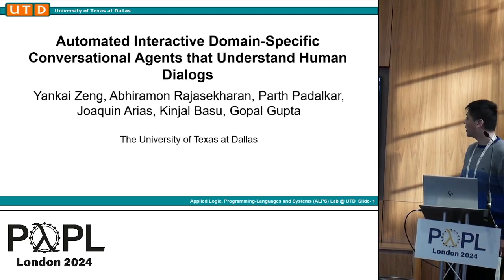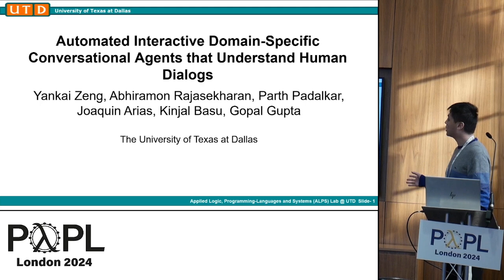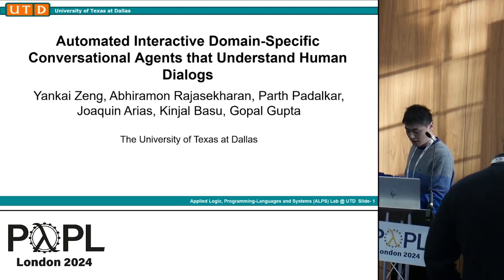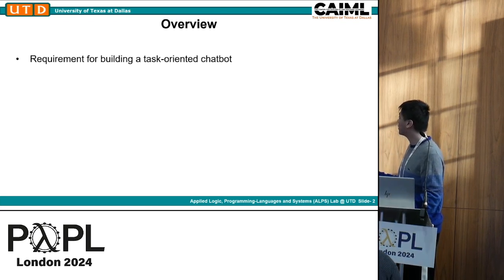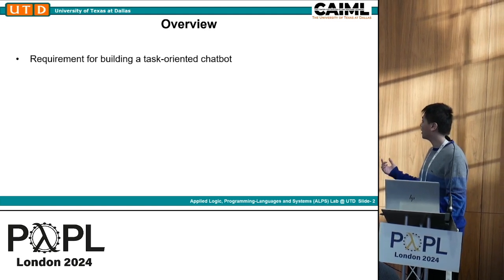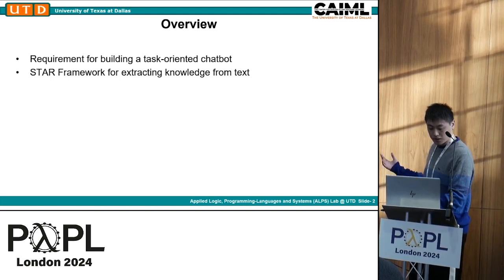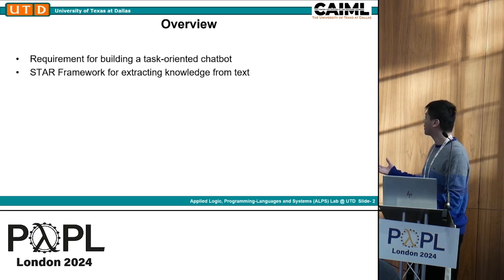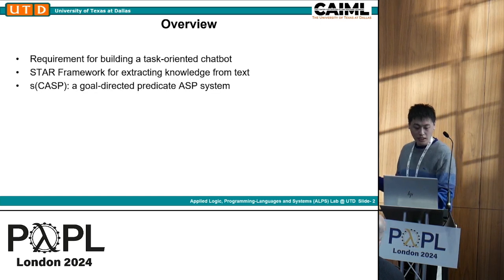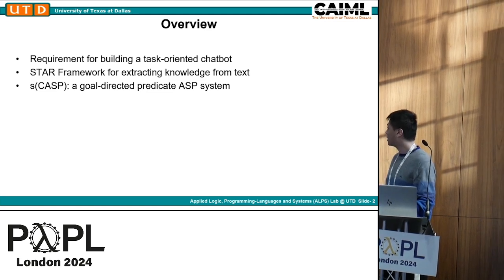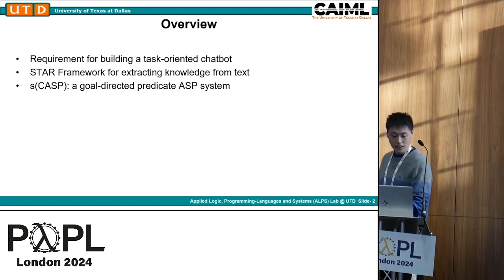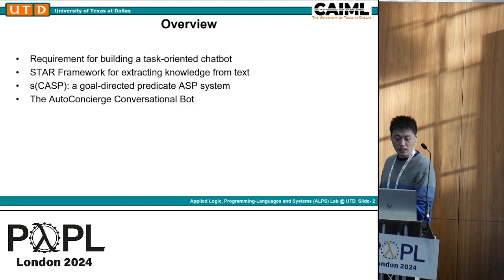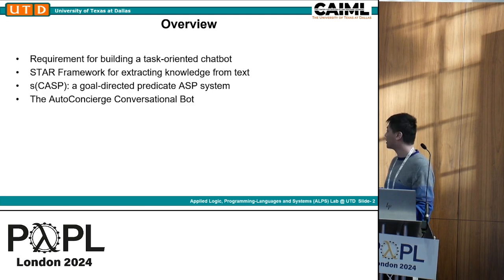Good afternoon, everyone. Now we are talking about the domain-specific conversational agent, basically the chatbot. The agenda is that we first talk about the requirements of building a task-oriented chatbot, and then we introduce the STAR framework we use for extracting knowledge from text, and the CASP system, which is an ASP system that is directed by the predicate, directed by the goal. Then the AutoConcierge conversational chatbot, which is the example that we use the STAR framework to build.